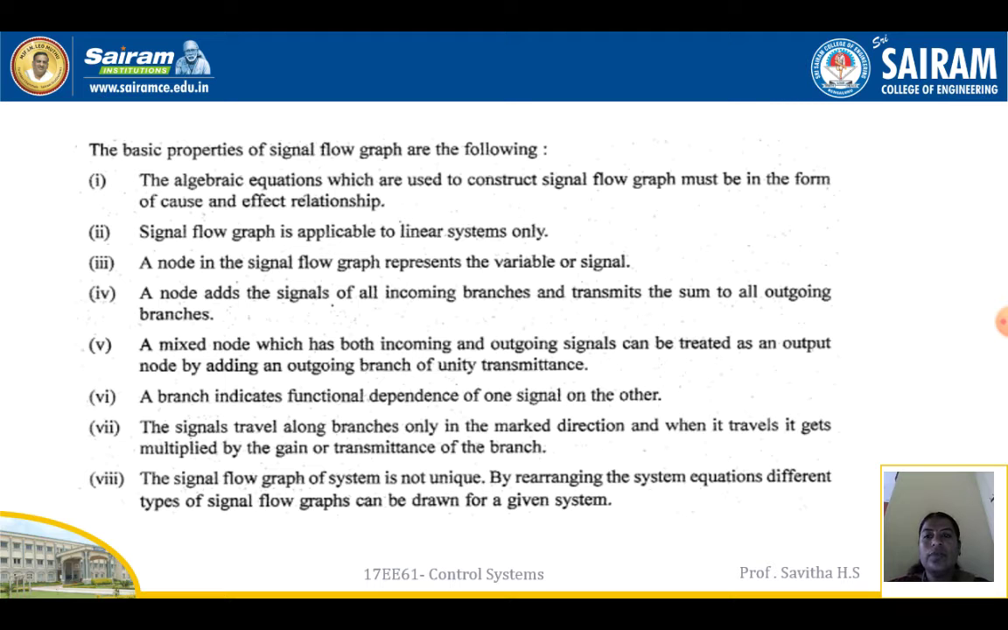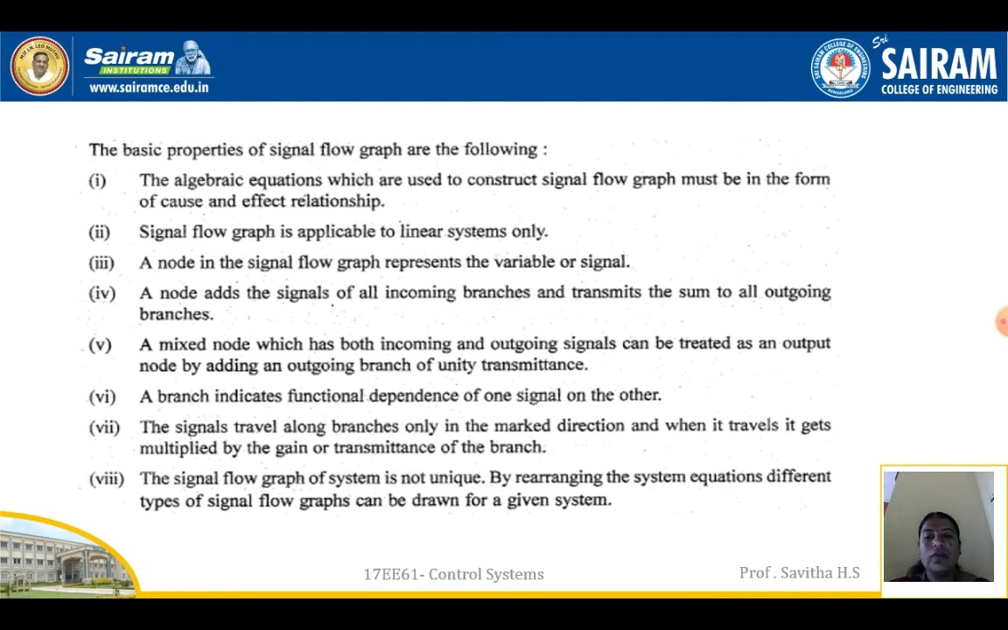A mixed node which has both incoming and outgoing signals can be treated as an output node by adding an outgoing branch of unity transmittance. A branch indicates functional dependency of one signal on the other. The signals travel along the branches only in the marked direction, and when it travels, it gets multiplied by the gain or transmittance of the branch.